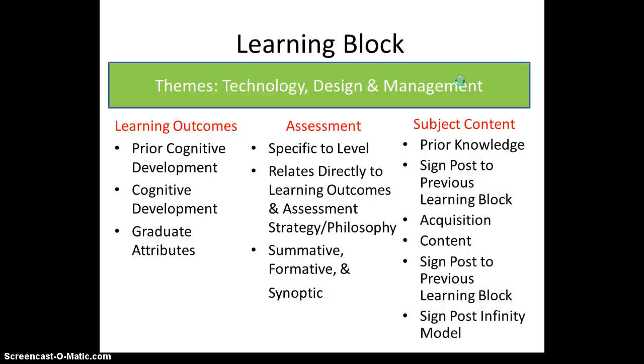And when we develop a learning block, this model is based upon the model that I presented on Thursday evening after the away day. There are a number of themes, but they go like this: the learning outcomes. Here you have prior cognitive development. So what is the prior cognitive development that's expected at that particular level? Levels 4, 5 and 6. And then there's the cognitive development at the level in which you're working, and then there are the graduate attributes. So the learning outcomes fulfill this criteria.